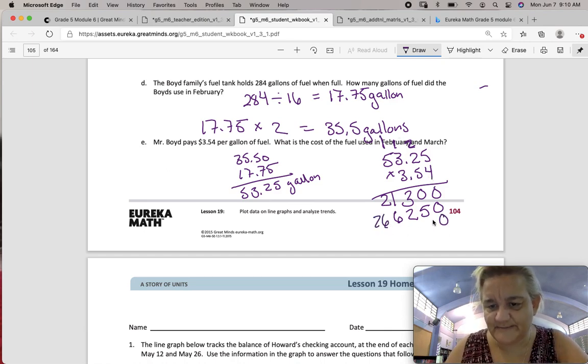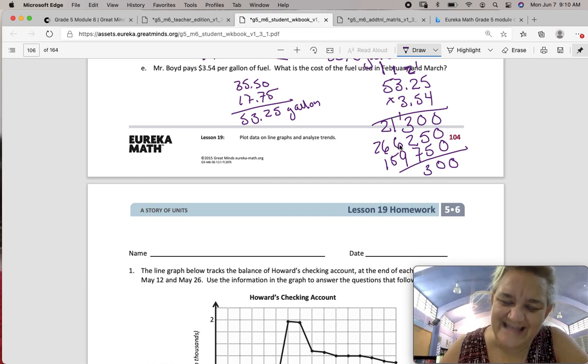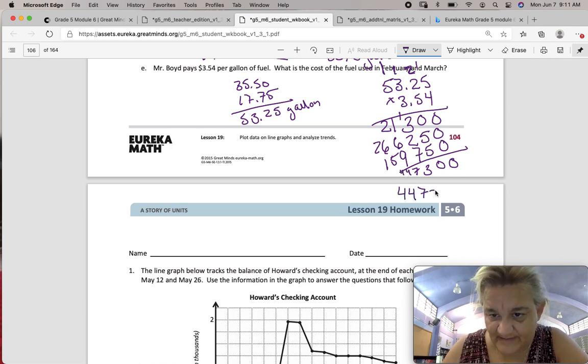Okay, drop another 0. 3 times 5 is 15. Carry the 1. 3 times 2 is 6, plus 1 is 7. 3 times 3 is 9. 3 times 5 is 15. And add that 0. 10, carry the 1 is 4, 5, 6, 12, 13. Carry the 1 is 2 is 8. 17, carry the 1 is 9, plus 5 is 14, carry the 1 is 4. Ooh. So 4, 4, 7, 3, 0, 0.